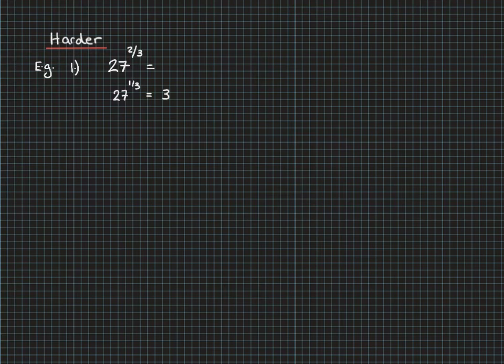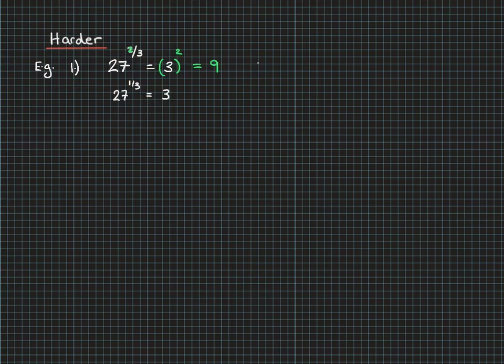Now, 27 to the 2/3 then requires us to work out this power, which is the square power, which means we take 3, which is 27 to the power of 1/3, and we square it to give us an answer of 9.